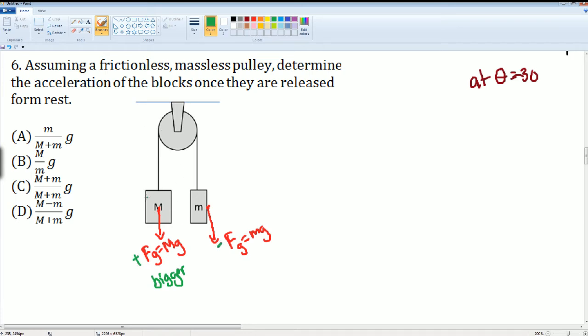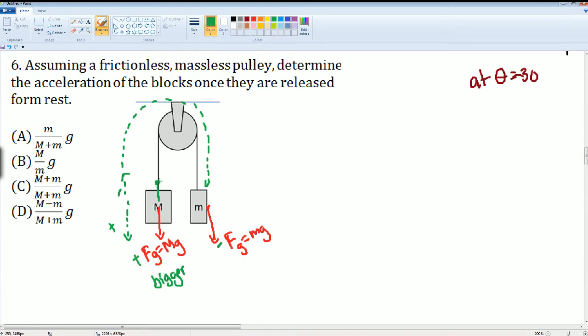Why? If you think about the direction of this, this is positive, so anything up would be negative. Watch how it follows. Do you see how it follows the pulley? It turns this direction, so this has to be negative. Alright, so you have going up.